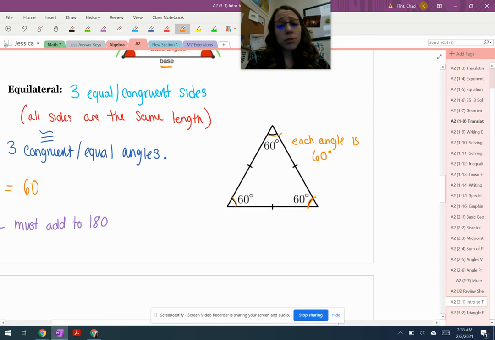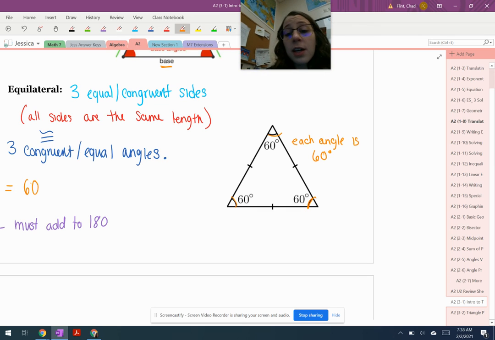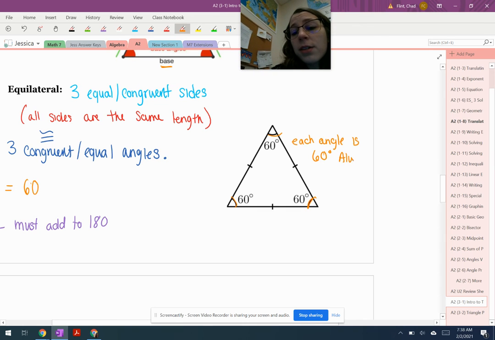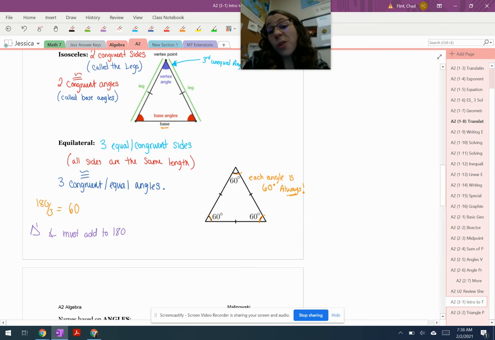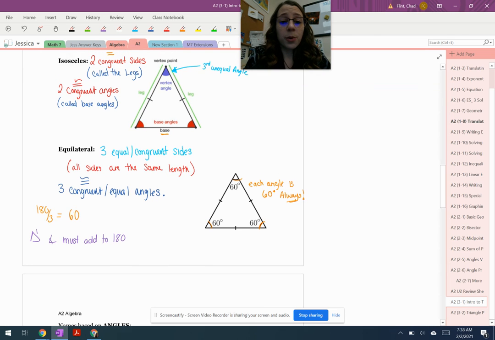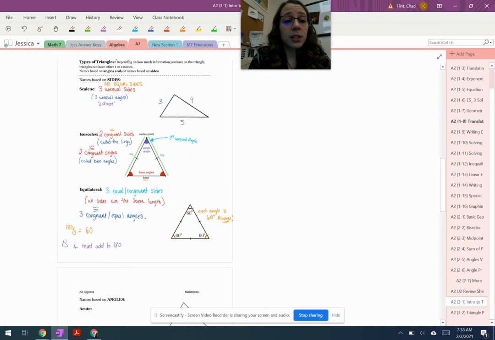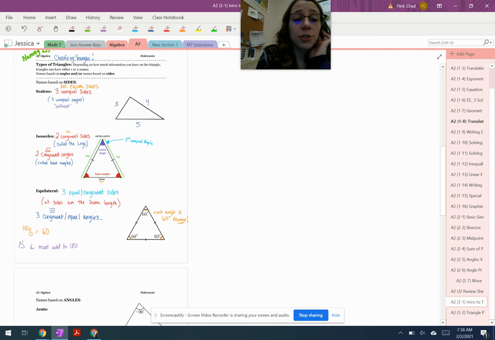And that will always be true in an equilateral triangle, even if the side lengths are different. So you could have sides of 5, 5, 5, 7, 7, 7, 12, 12, 12. As long as all three sides are the same, the angles will always be 60. Each angle is 60, always. Otherwise, there's no other way you can have a triangle because it won't add up to 180. So those are the three kinds of names or types of triangles if you're talking about the side length.